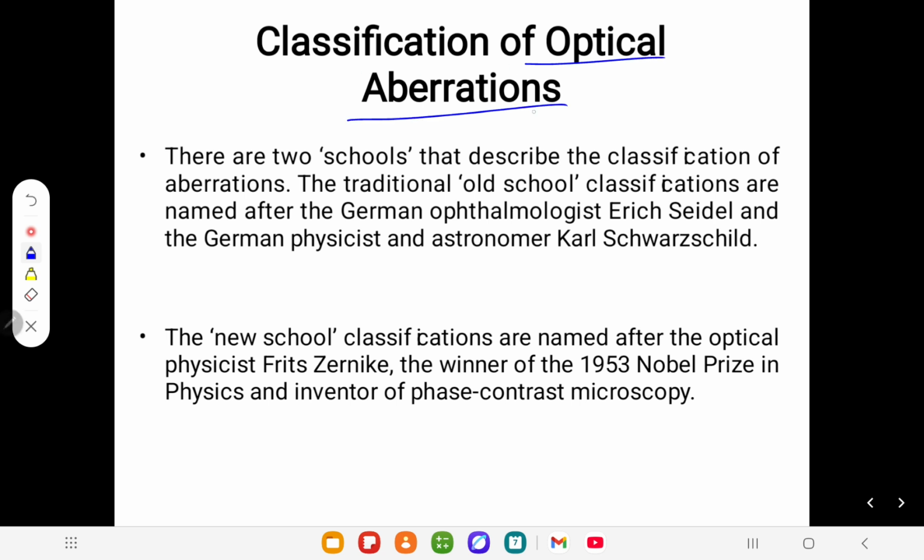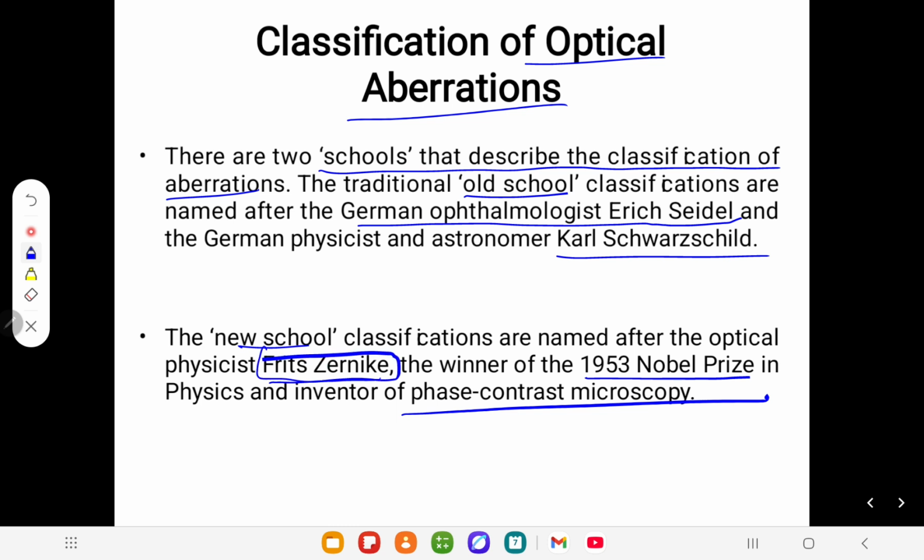Classical optical aberration: there are two schools that describe it. The traditional old school is named after the German ophthalmologist Erich Seidel and the German physicist and astronomer Karl Schwarzschild. The new school of classification is named after optical physicist Fritz Zernike, 1953 Nobel Prize winner for phase contrast microscopy. So you will see Zernike polynomials a lot in aberrometry, especially now with the Pentacam and other instruments, which can easily analyze Zernike polynomials. In refractive surgery you will see a lot of Zernike polynomials. We will discuss them later, in part 4 or part 5. But you have to understand first the classical old school aberration, which is Seidel's aberration.